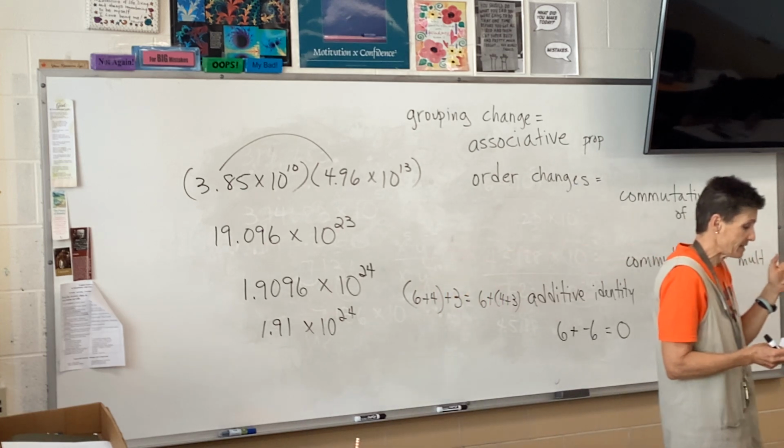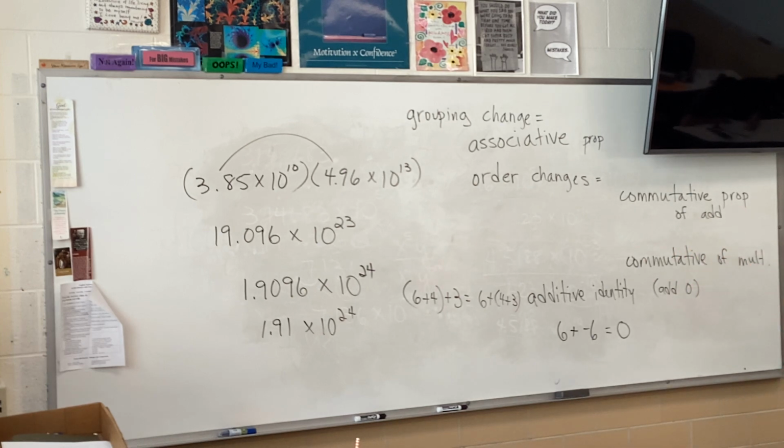B and C are commutative. B for addition, C for multiplication. D and F are identities. D for addition, F for multiplication, E is associative of multiplication, and G is the multiplicative inverse.